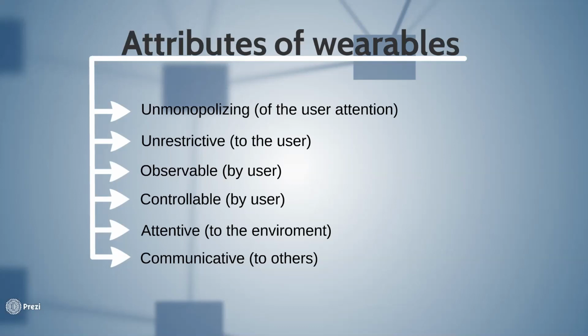It's also observable. It means that you can look at the screen or at the wearable and check if everything is okay. It's controllable by the user. It's attentive. It means that it can measure not only yourself but also the environment, and it also communicates. It means that it could be the medium by which you can communicate to the outer world.